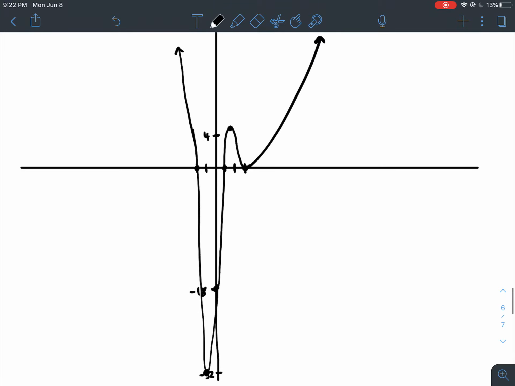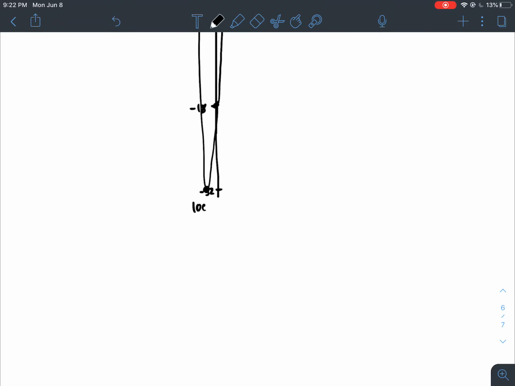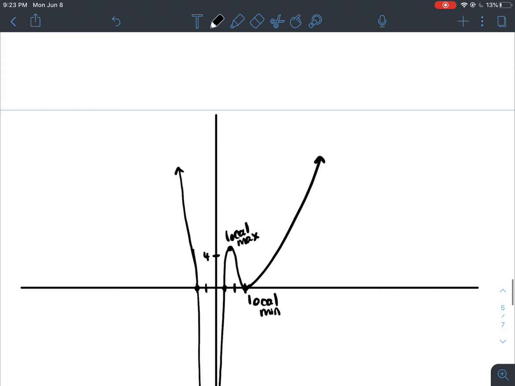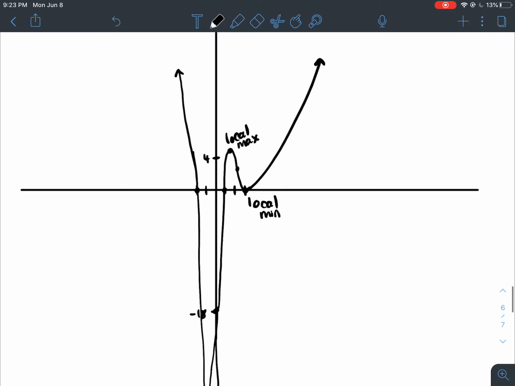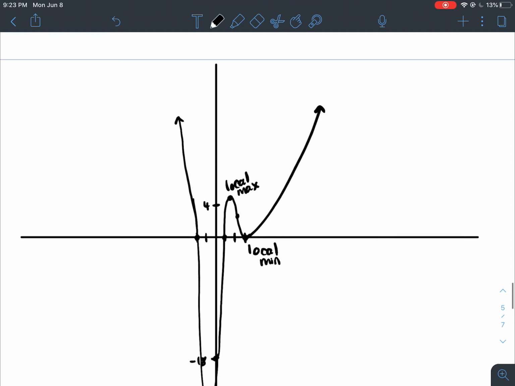Check it out, there's my graph. So I know here I have a local minimum, I have a local max here, I have a local min down here. Actually, this does not look like a local min. That looks like an absolute min. Okay, absolute min. Cool. And then I know my point of inflection here and various other places. Okay, that's a pretty accurate sketch.